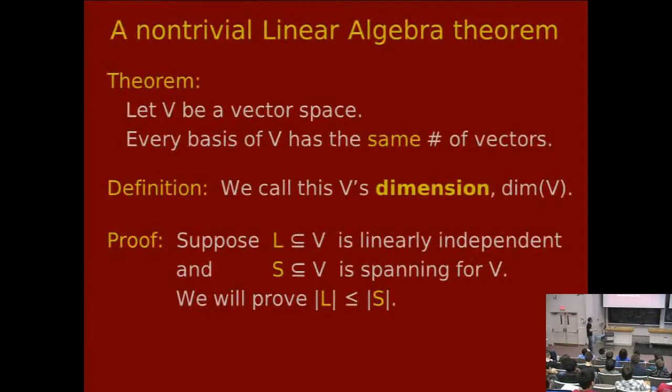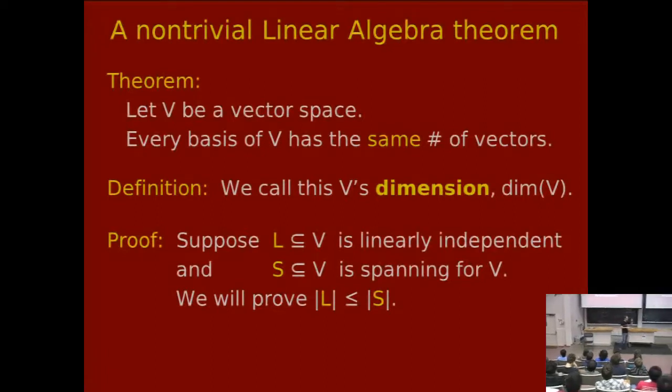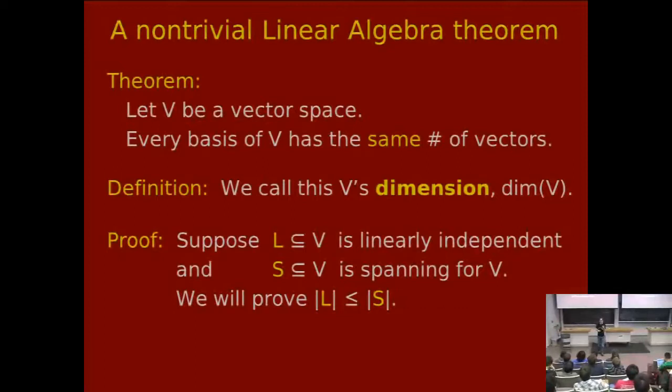That if you have a linearly independent set called L, and a spanning set for V called S, then the cardinality of L is at most the cardinality of S. So a spanning set always has at least as many vectors as a linearly independent set. Now this is the theorem that I actually want to prove. So why does this statement allow us to deduce this theorem?